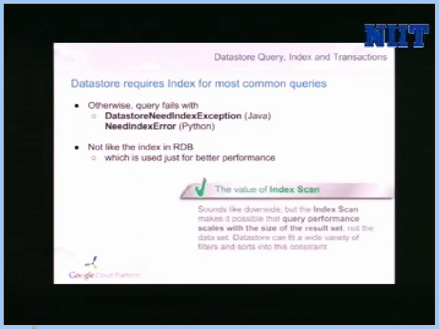The most important point is that the index scan makes query performance depend on the size of your results, not the data set. So no matter how many entries you have, it doesn't affect the performance of your query. Your query performance will be affected only by the size of the result set. If you are trying to get millions of records as a result set, you will decrease your query performance. The size of the whole data set won't affect your query performance.